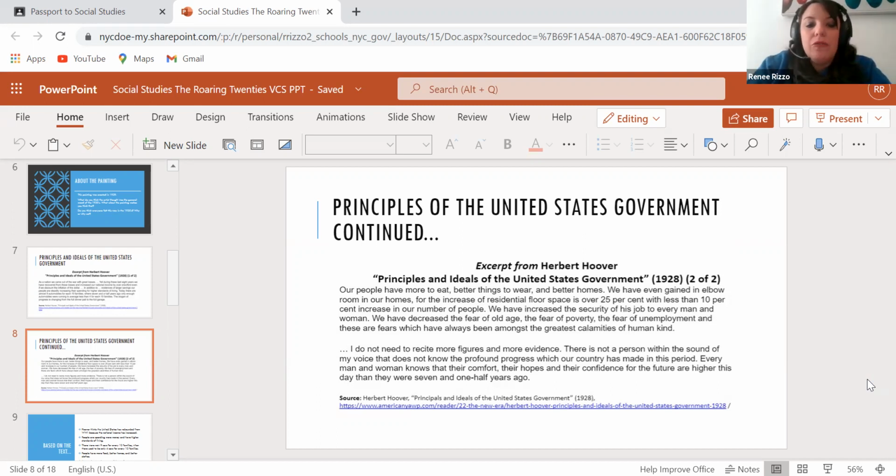I do not need to recite more figures and more evidence. There is not a person within the sound of my voice that does not know the profound progress which our country has made in this period. Every man and woman knows that their comfort, their hopes, and their confidence for the future are higher this day than they were 7.5 years ago.